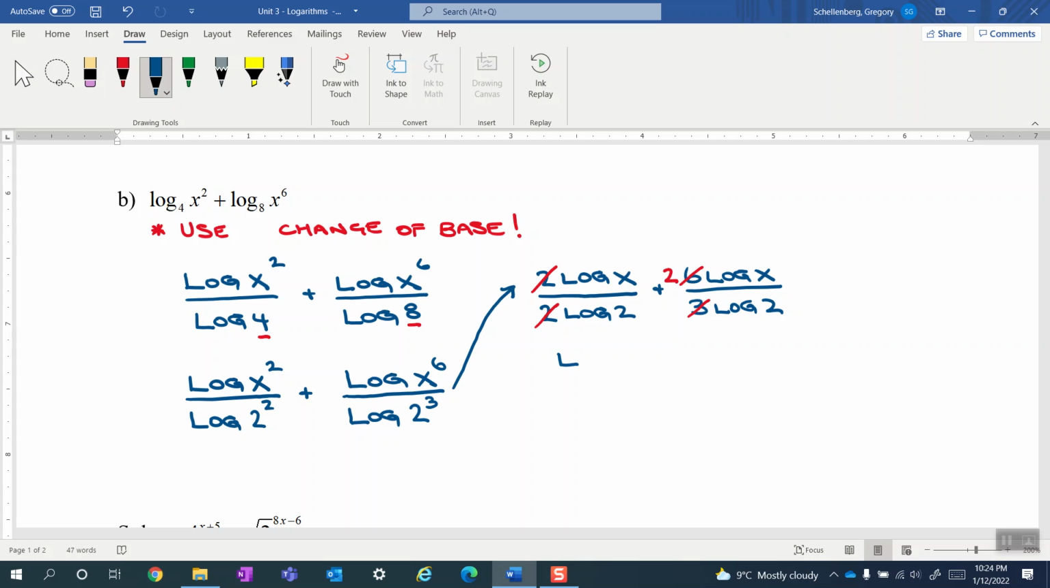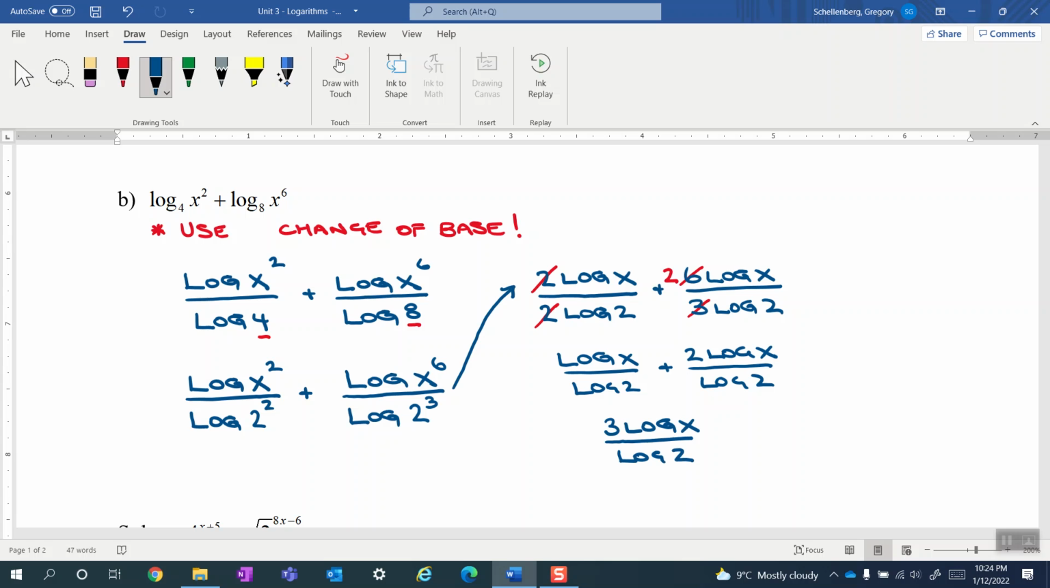Okay, so our next step here is we've got the log of x over the log of 2 plus 2 log x over log 2. And sure enough, we've got a common denominator, so we can combine those numerators, which happen to be like terms. So we've got log x plus 2 log x is 3 log x. This is all over the log of 2.